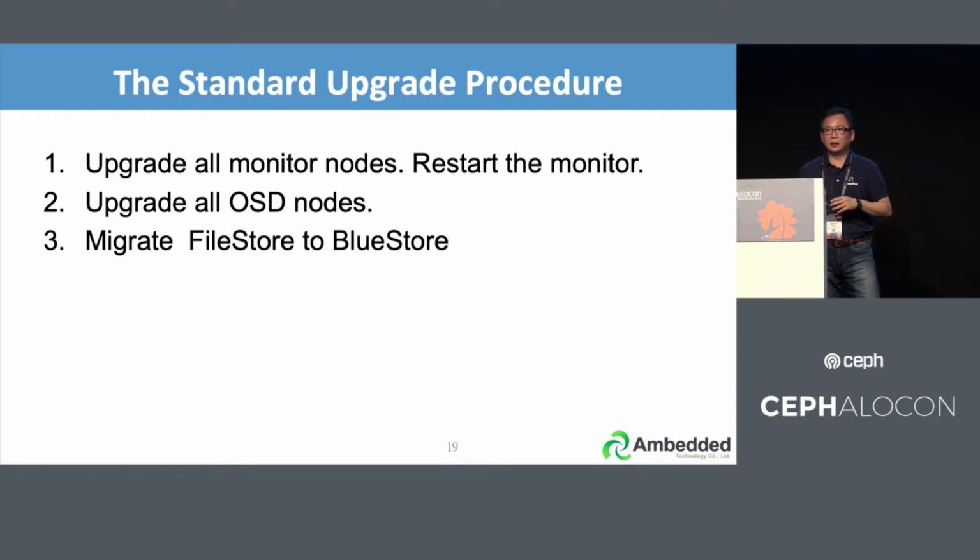The standard migration of Ceph, even from Jewel to Luminous, is quite simple. The standard is to upgrade the monitor first and restart the monitor. And then you upgrade the OSD node and then migrate FileStore to BlueStore. The first two are quite simple. The third one just takes time.